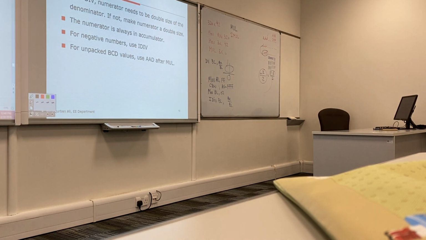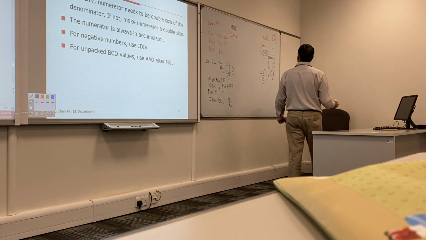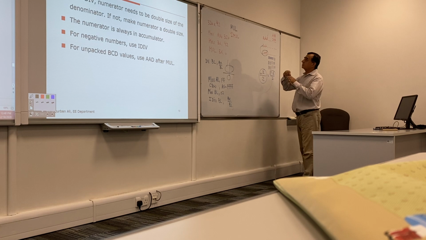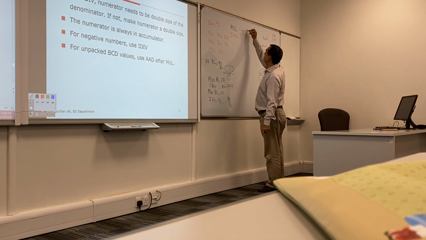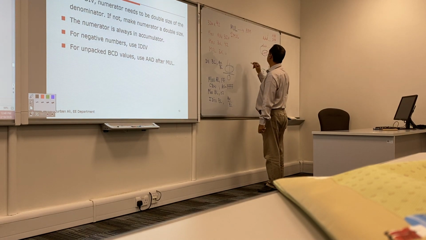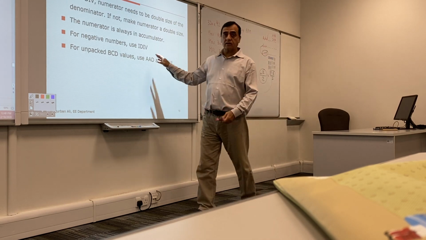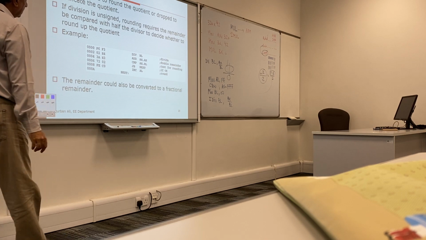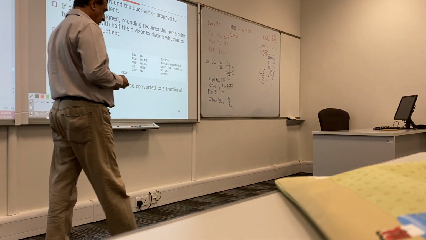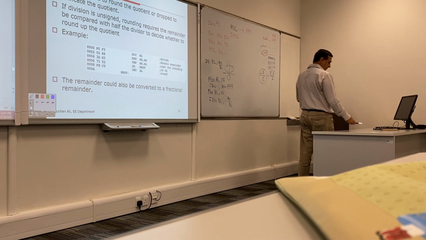What was the rule for BCDs? For multiplication, AAM, right? And here for div, it is AAD. Adjust AX for division. Okay. Now here is another thing. This code is taken from the book, but we need to understand.